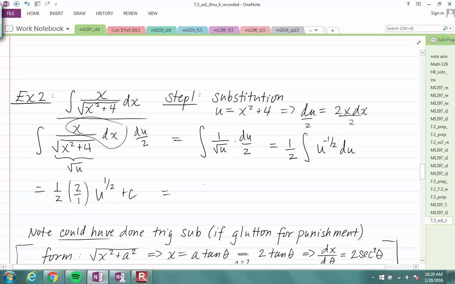Now, just plug in your u. It was x squared plus 4. You get the square root of that, plus c, and you're done.